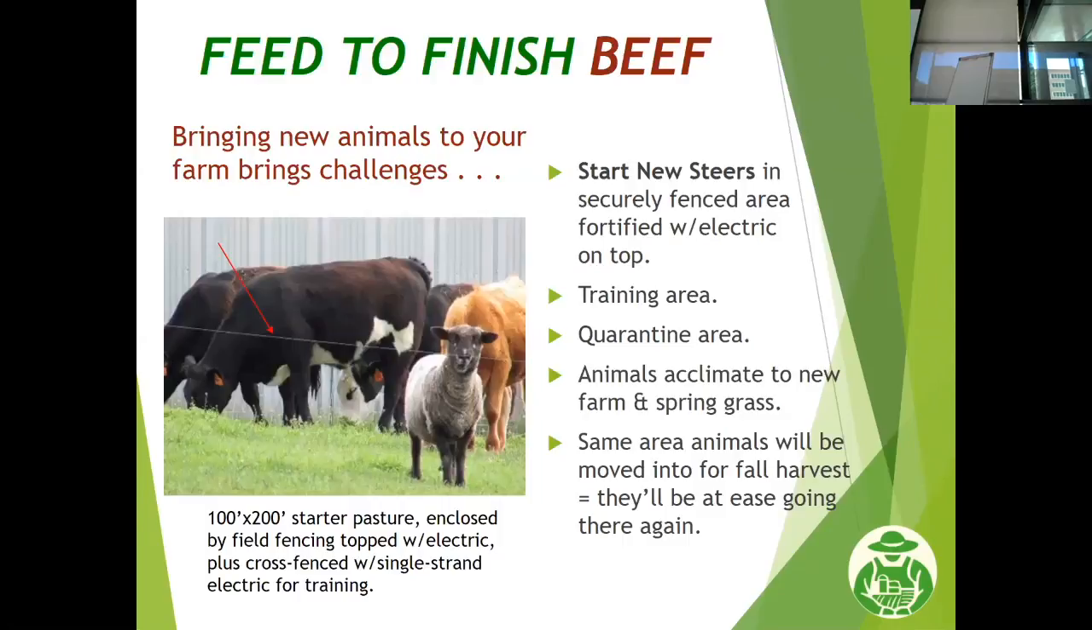Okay, and that red arrow goes to one strand of electric, and I just want to point out that sheep in that pasture obviously walk underneath that fence. I now have 2 pet sheep, and they pretty much get to go where they want. That would not contain a sheep. Next slide, please.